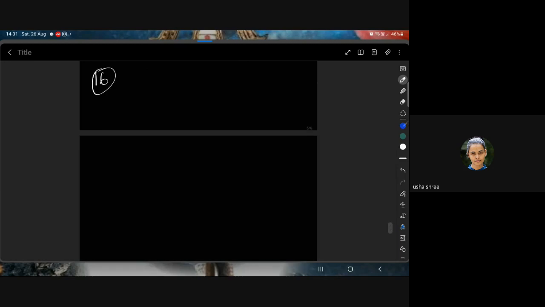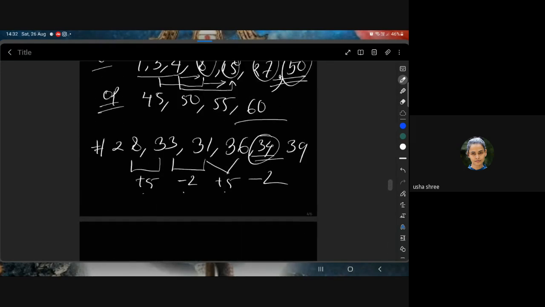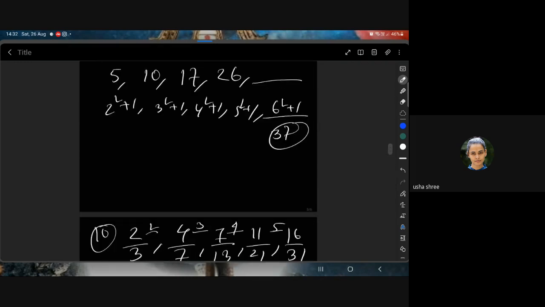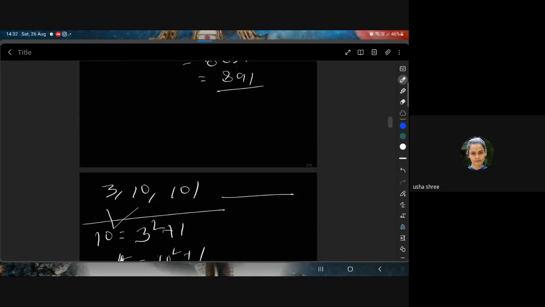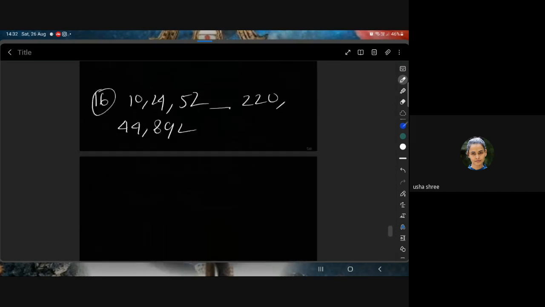16, 10, 24, then 52, then the missing number, 220, then 44, 892. Okay, you solve this. I am giving you a hint. You take the example of this one, where the number is. We'll solve the question like this: 3, 5, 13, 43. You apply the concept of this one.